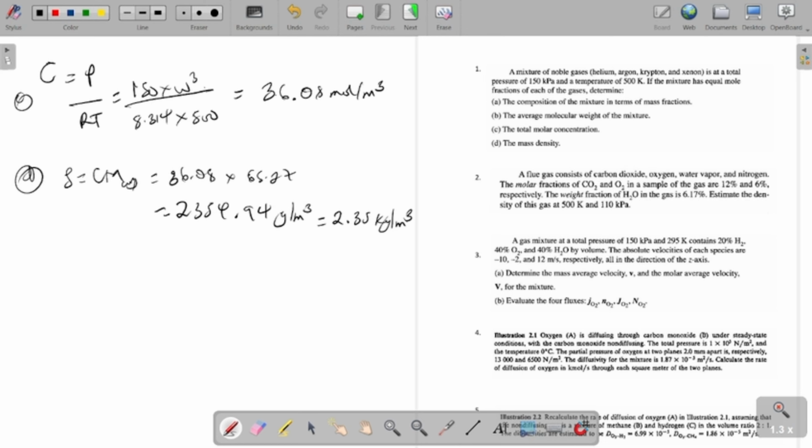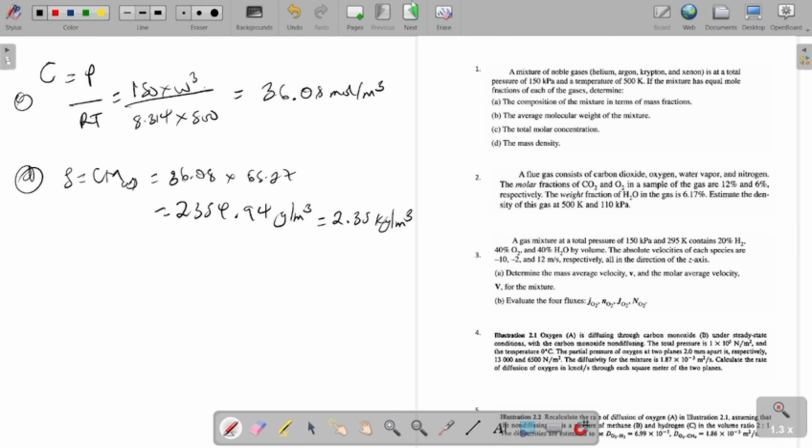When you are doing mass transfer, you need to know the concentration of species, whether it's the mass concentration or the molar concentration, and even the fractions and the average molecular weight of everything in the mixture of gases that we have. So this is number one, which is quite a simple example to do.